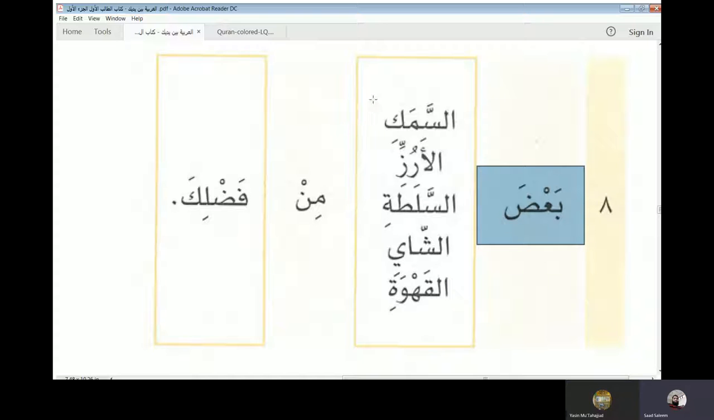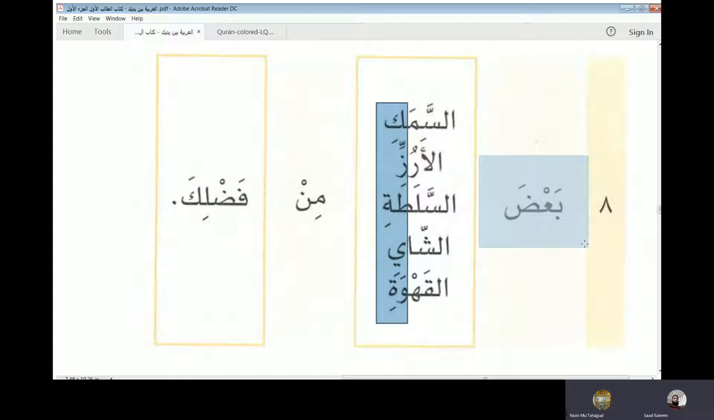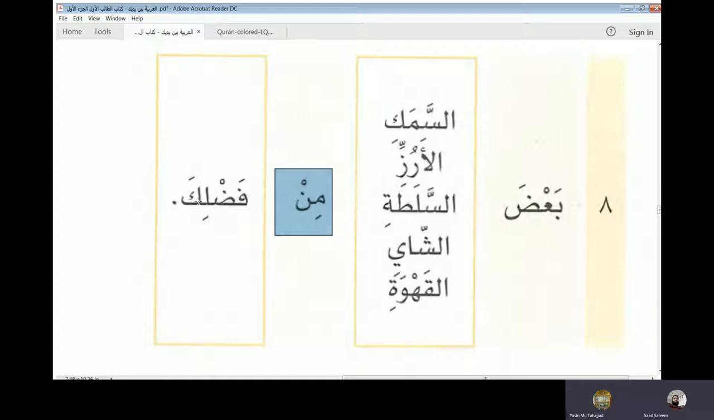Why are we using kasra with all these words at the end? Because it's the object? The object always has fatha. What did you say? It's not mudaf ilayhi. It's because of the harf jar. When we use min, we use kasra at the end of the next word. Look here: min, and we are using kasra with the word fadl. The actual word is fadl, and we use kasra at the end of fadl because of the harf jar. The ka is not a part of this word. Ka is a separate word.